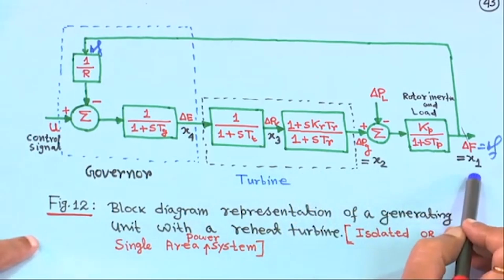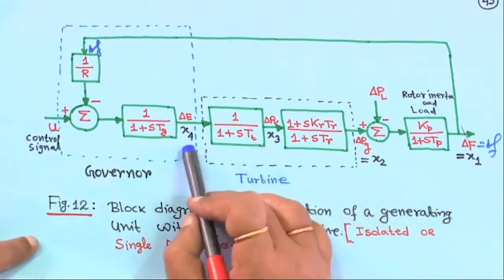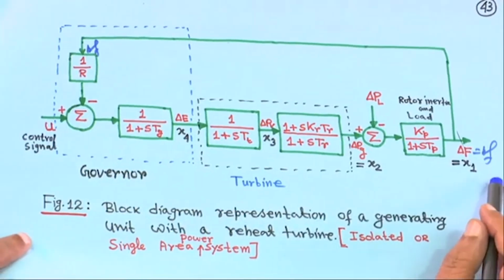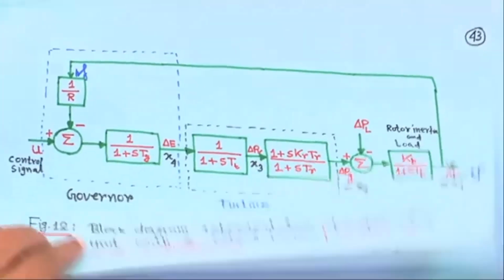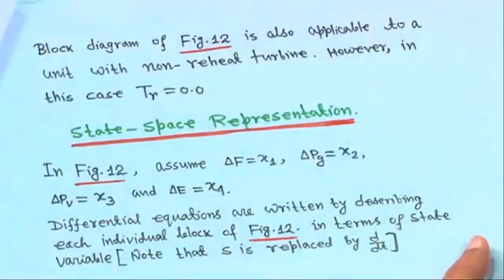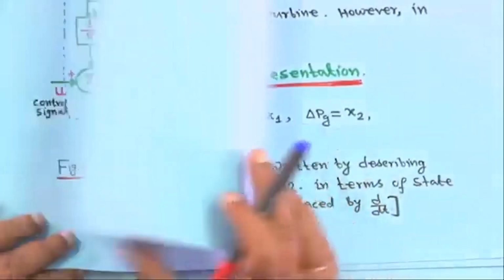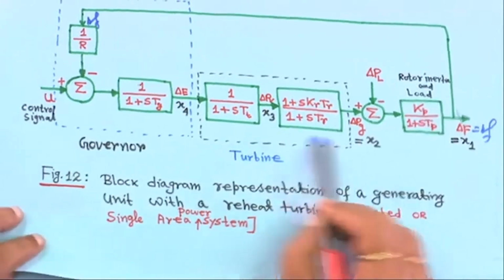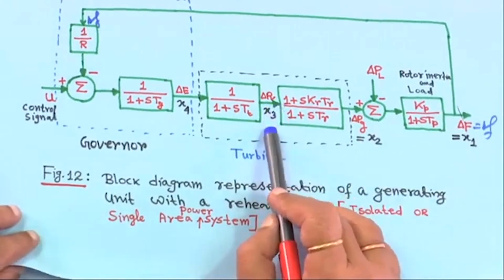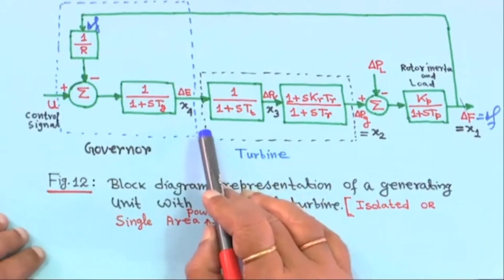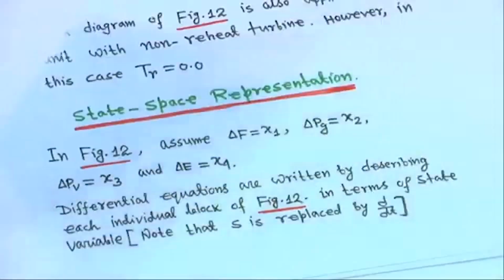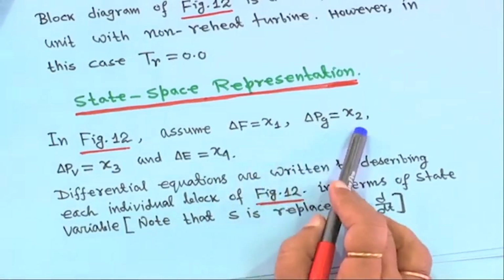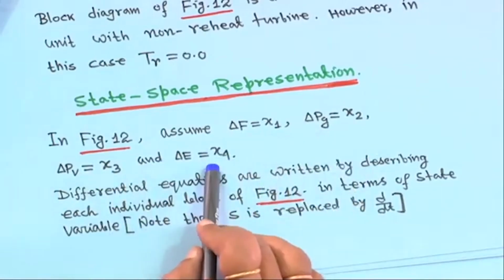So, we have to write down x1 dot, x2 dot, x3 dot and x4 dot, and we have to put it in the state variable form. In the state space representation, delta f is taken as x1, delta Pg is taken as x2, delta Pv is x3 and delta E as x4, these 4 state variables. All these things are given here: delta f is x1, delta Pg is actually x2, delta Pv is x3 and delta E is x4.